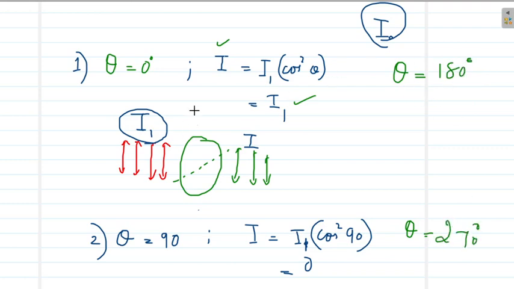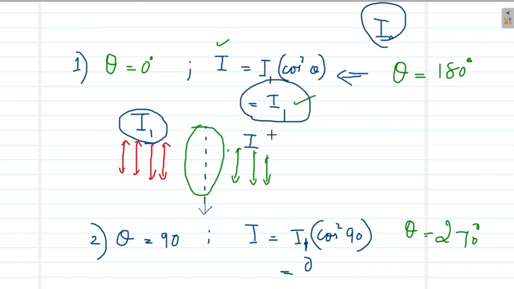When theta is equal to 180 degrees, we have the transmission axis again parallel but in an inverted position. Earlier, if we aligned the transmission axis along this direction, in the case of theta equal to 180 degrees, we will invert this analyzer and keep it like this towards the downside. So again the transmission axis and the plane of polarization of the incident ray will be parallel and we will have I equal to I1 again. The full intensity of the incident ray will be transmitted.